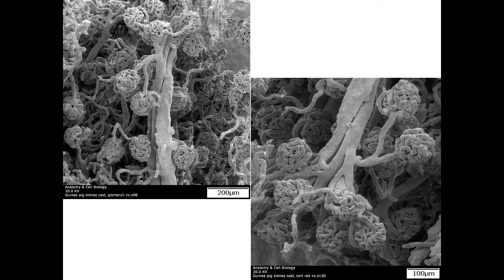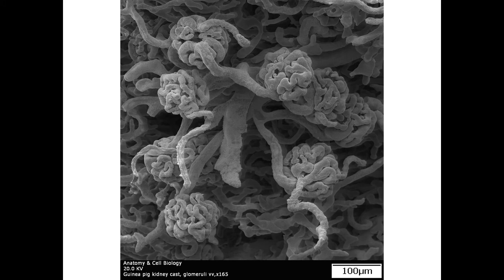Here are some nice scanning electron micrographs of the renal cortex showing the renal corpuscles, and you can see the interlobular arteries, and you can see structures that would be either afferent or efferent arterioles. And just a higher power view giving you a sense of the interlobular artery giving rise to the afferent arterioles.